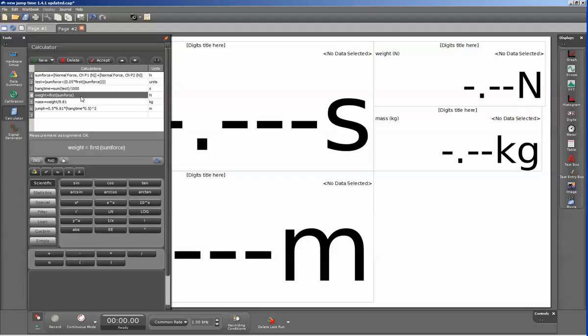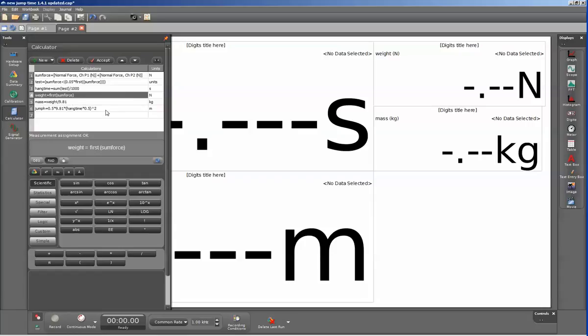The weight of the subject can also be determined. So prior to the jump, the workbook records the sum of the forces, records the first value of that, and then records that as the weight of the subject. And then the mass of the subject can be calculated by dividing by the acceleration due to gravity.